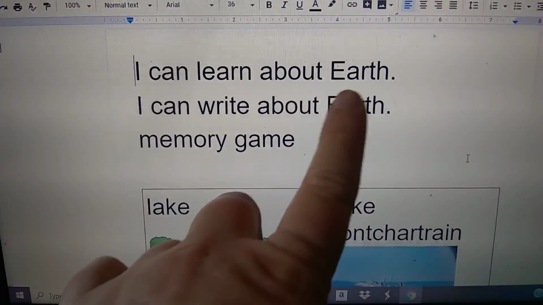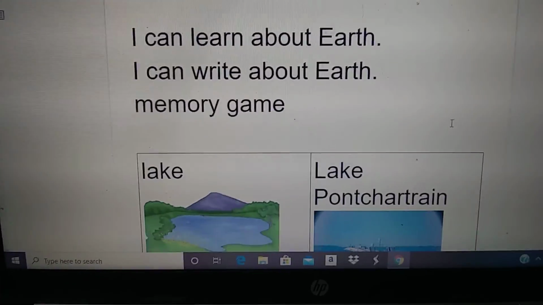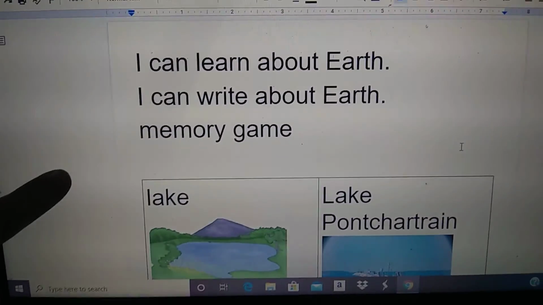I can learn about Earth. I can write about Earth. And we're going to play a memory game, not on the computer, but I'm going to show you the words first.